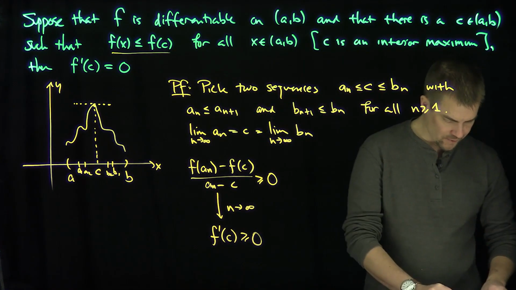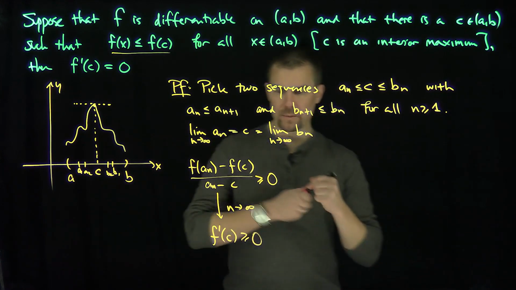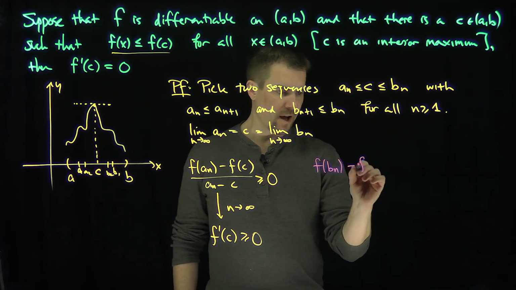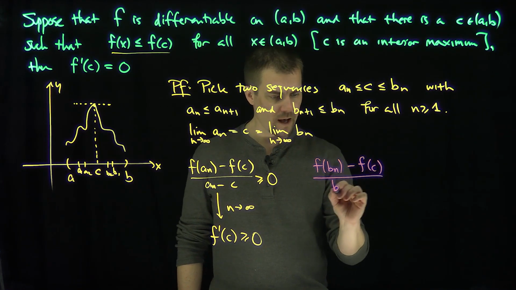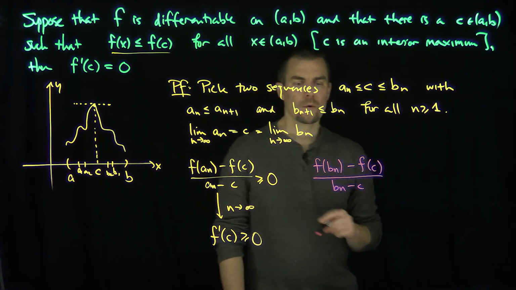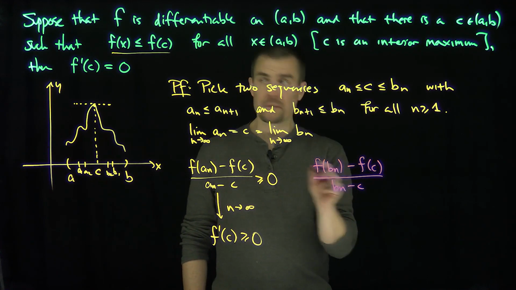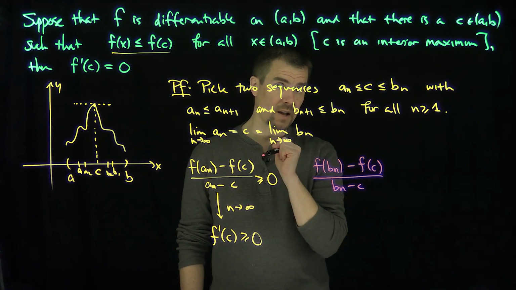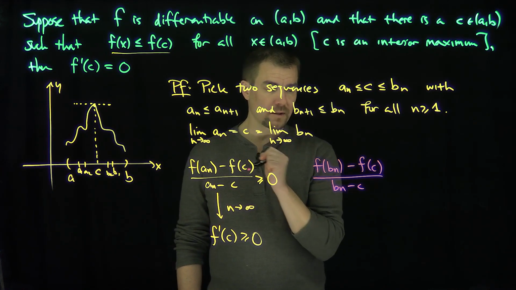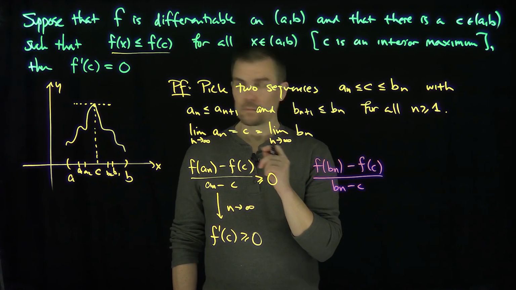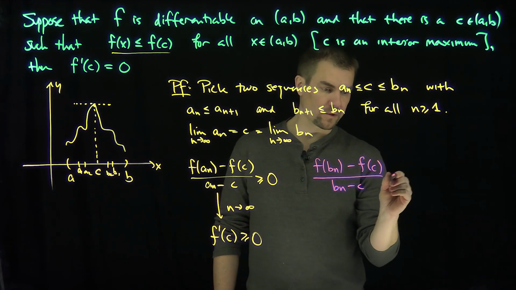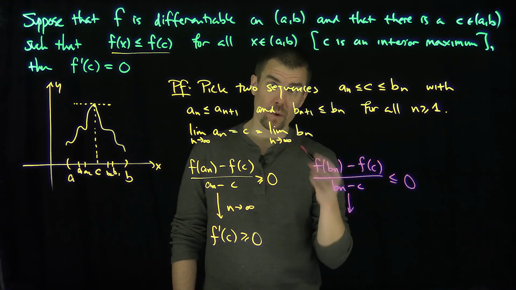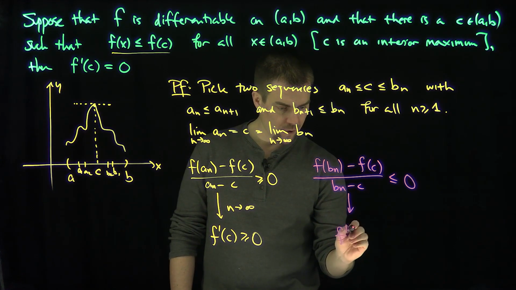Now let's go to the other side. Let's look at the bn condition. The bn condition will say f of bn minus f of c over bn minus c. Well, now the top is negative because c is the maximum, so f of bn can't be any larger than f of c. The top is going to be negative, and the bottom is going to be positive. So this thing is going to be less than or equal to 0. As n goes to infinity, this difference quotient tends to f prime of c.